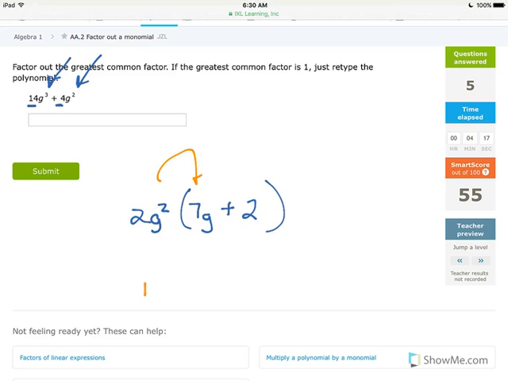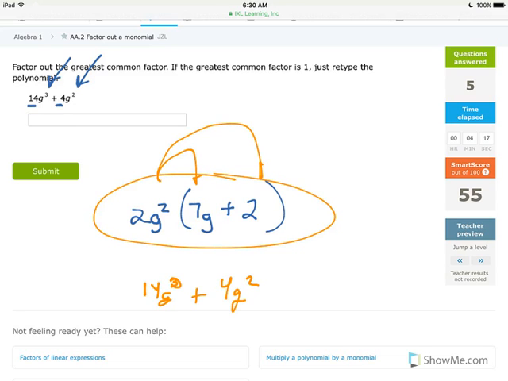So that's our 14g to the third plus 4g squared. So there is your factored form. That is going to go into the answer box.